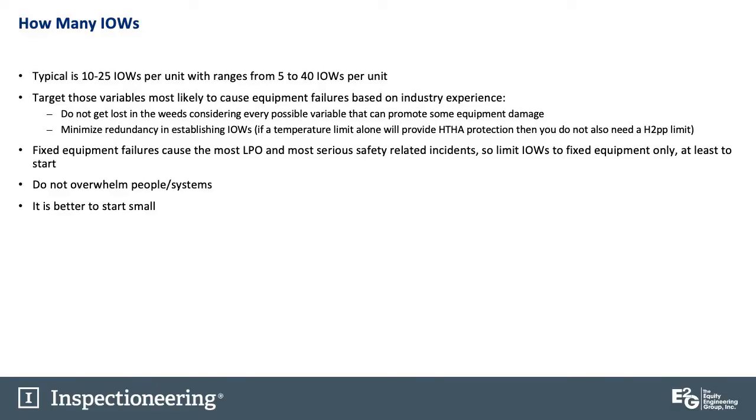I always advise to target those variables or IOWs most likely to cause equipment failures based on industry experience. We've got a lot of experience in refineries as to what causes failures and what IOW exceedances were typically behind those. So focus on those. Don't get lost in the weeds considering every possible variable that can promote some equipment damage. Minimize redundancy in establishing IOWs. If the temperature limit alone will provide high temperature hydrogen attack protection, then you don't also need a hydrogen partial pressure limit. So minimize redundancy.